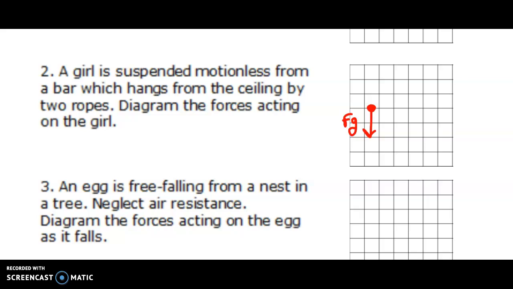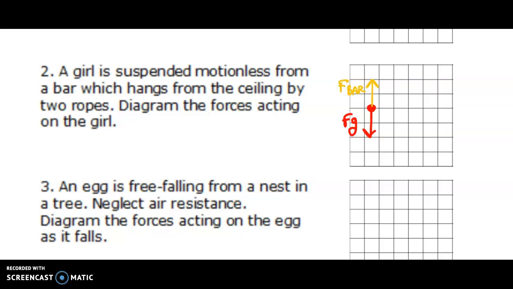And so now she's hanging from a bar. So it's the bar and its elastic force that's going to be holding her up. So I'm just going to put this like this. Now I don't really want to call it a normal force because that's not exactly a flat surface. So I'm just going to call it force of bar. It's going up. And she's suspended motionless, so you can see those two are the same.